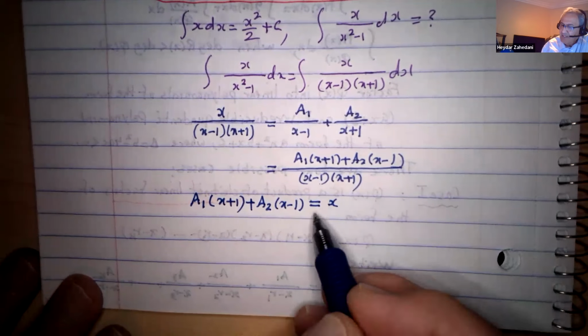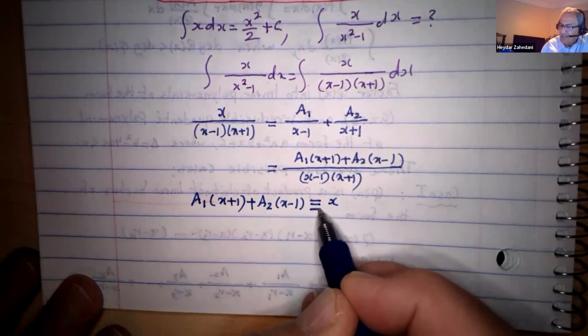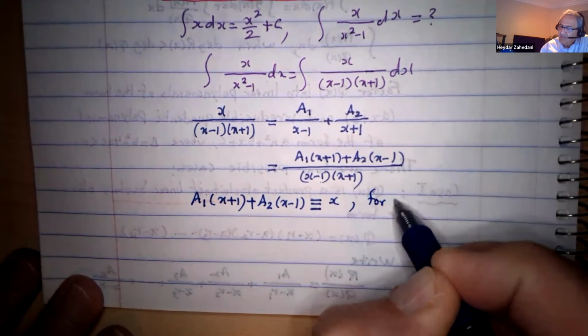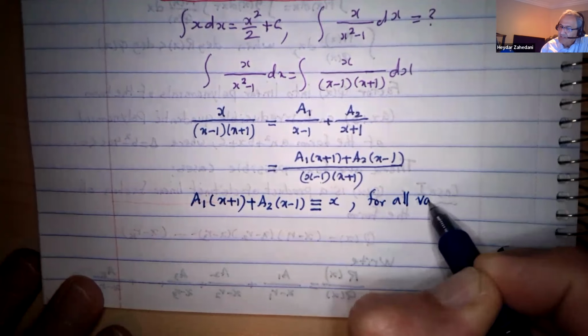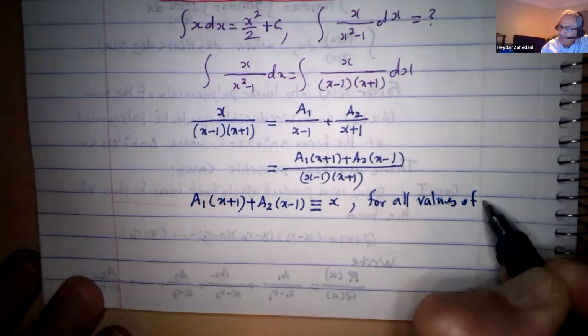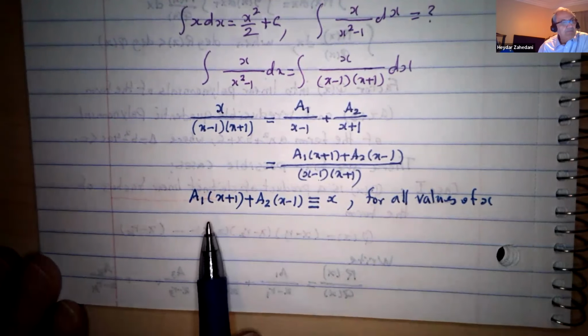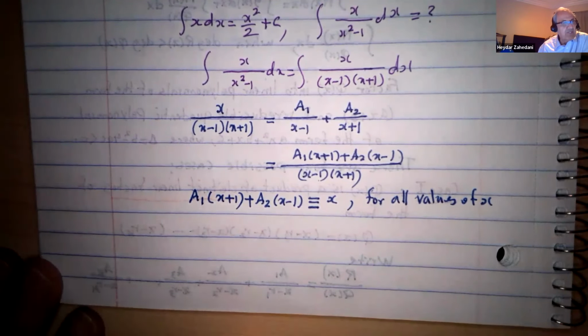This is going to be equal to x, and it's kind of an identity because this is true for all values of x. When it's true for all values of x, we call it an identity. Now, in order to find A1 and A2 over here, you see, you need two equations.